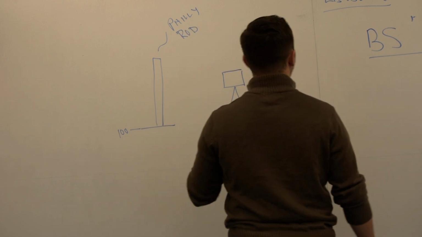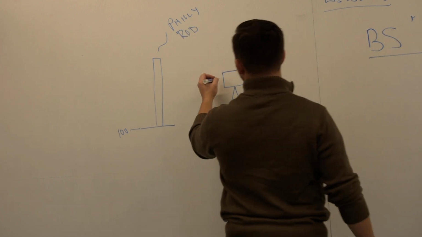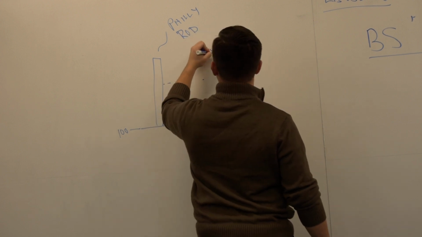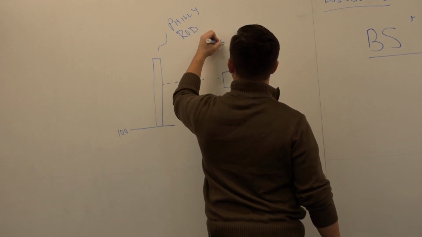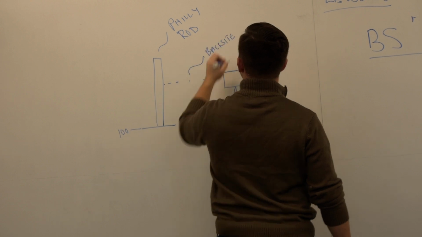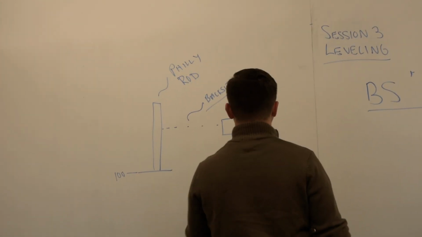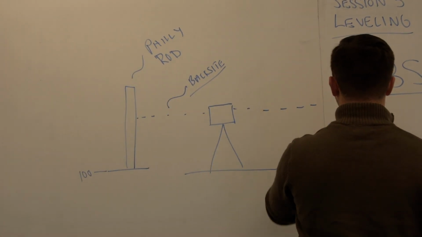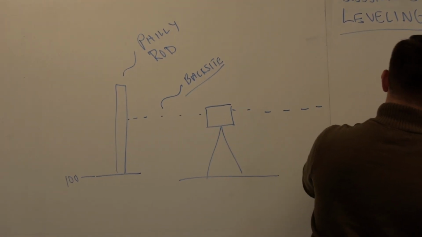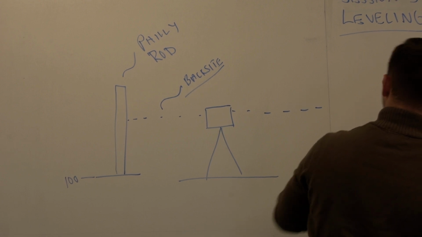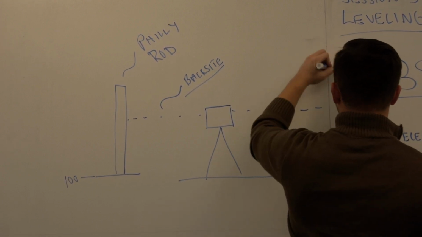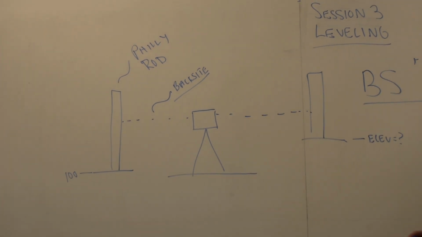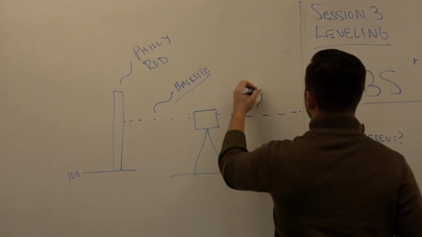When I refer to the back sight, this is the value that I am referring to here. This is known as the back sight, right there. When I am referring to the foresight, I am referring to a point here and an unknown elevation, which is read on another Philadelphia rod across that way.